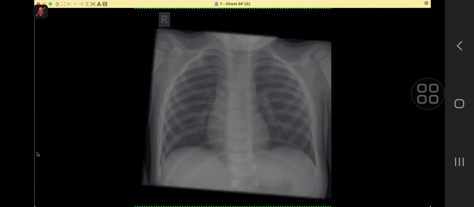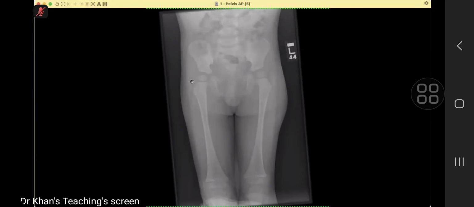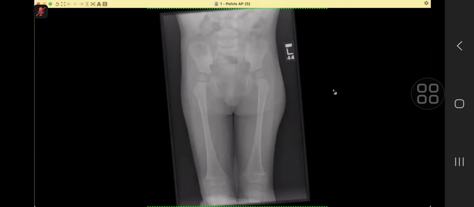We have got only one other X-ray for this patient, and which is just 1 second. My software is giving me issues. Now you've got this X-ray. So we've got only one more X-ray for this patient. Over to you.